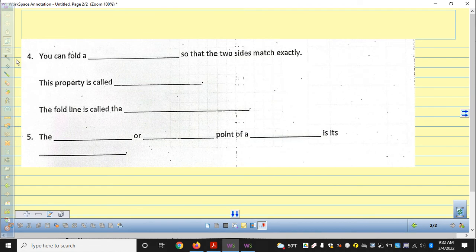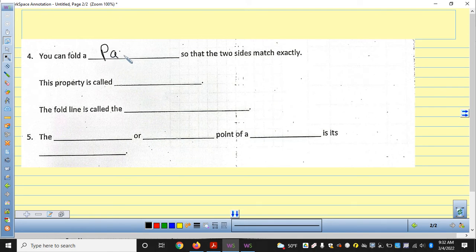Now, one important property of a parabola is that it is symmetrical. So we can fold a parabola so that the two sides match exactly. This property is called symmetry. So the graph of a parabola is symmetrical. One half is exactly like the other half.